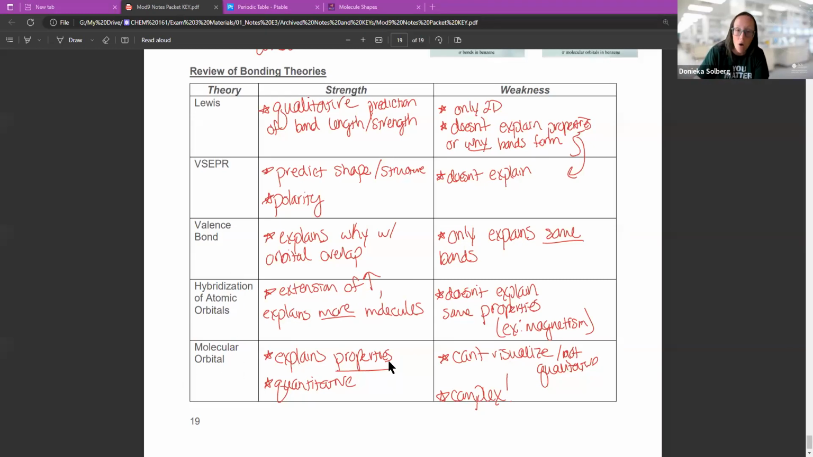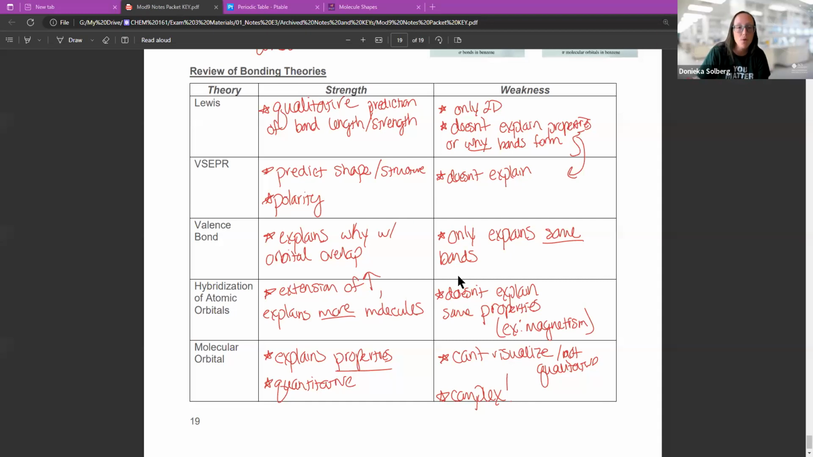It explains all of the properties. It is very quantitative. We can actually measure these. The downfall, though, of molecular orbital theory is you really can't visualize it and what those molecules look like, and it is very complex overall. Once we get into more complex molecules, molecular orbitals look crazy.